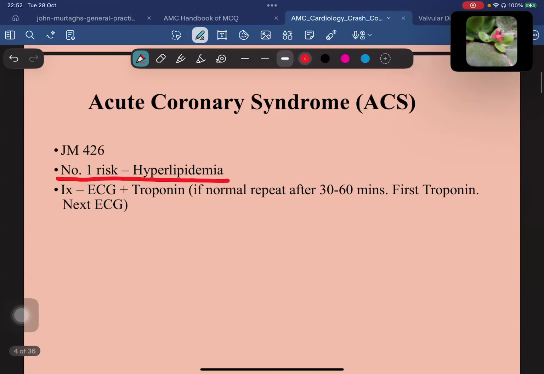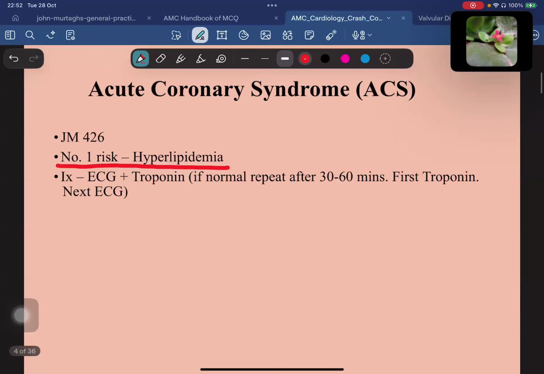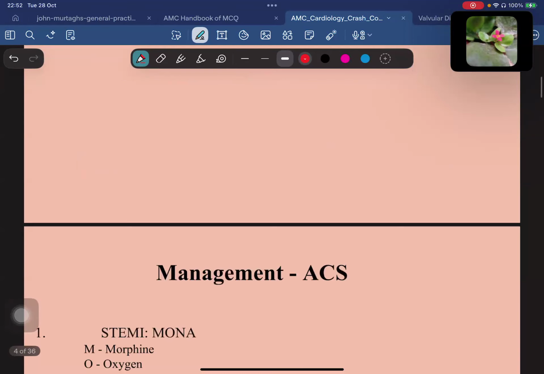And then we go to investigations. Obviously we'll do an ECG and then a troponin, and we remember that if it's normal, you'll repeat after 30 to 60 minutes. We first repeat the troponin, then do the ECG. That's something to remember when it comes to investigations.